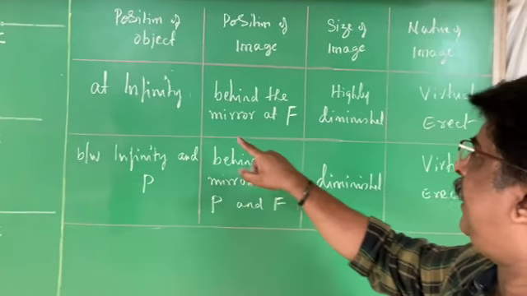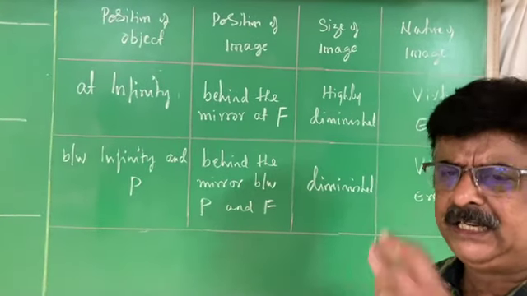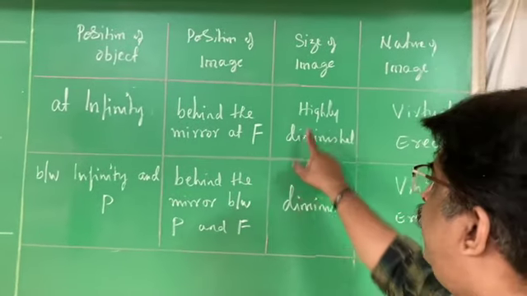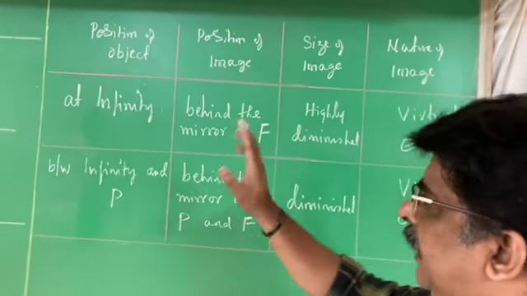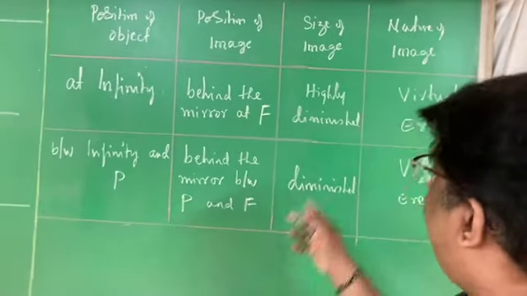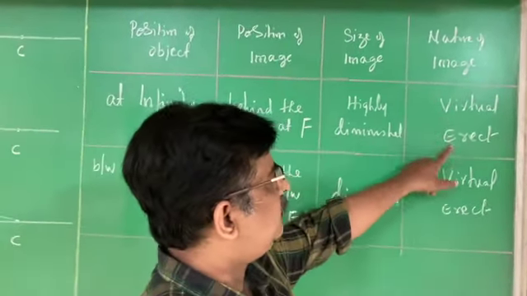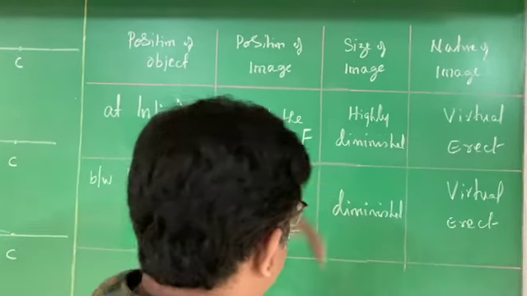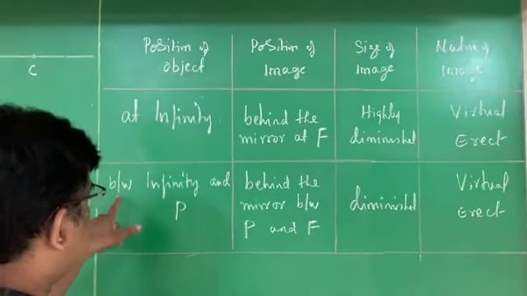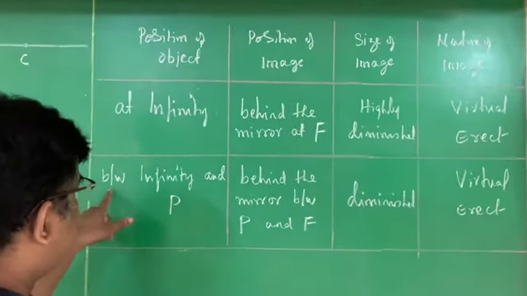Since it is at infinity, the image is highly diminished. Very small image we are going to get. And since the image is formed behind the mirror, we call that a virtual and erect image. Virtual images are always erect. Right? The second condition is object is placed anywhere between infinity and pole of the mirror. Here also we are going to get the image behind the mirror between P and F. And the image is diminished. And the nature of the image is virtual and erect.